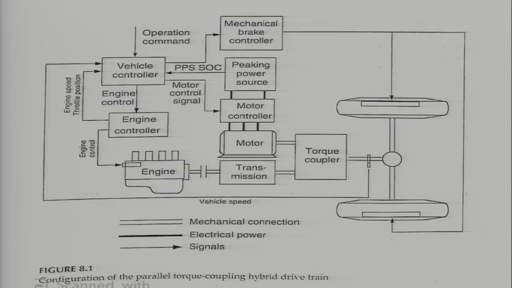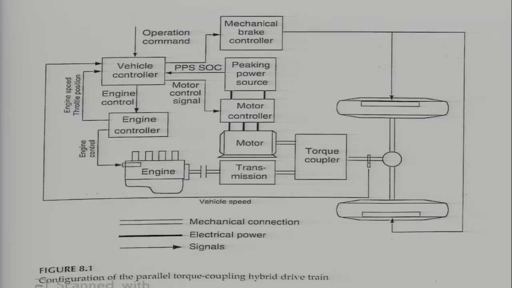So these are the signals 1, 2, 3, 4, 5, 6, 7, similarly 8. These are the different signal lines, and signal lines carry very small signals. This vehicle controller is the basic brain of the vehicle, wherein it takes the inputs from the operation command. What is meant by operation command? Operation command is nothing but the commands given by the driver of the vehicle. The driver may stop the vehicle, brake the vehicle, accelerate the vehicle, decelerate the vehicle, and so on. These are all known as operation commands by the driver.